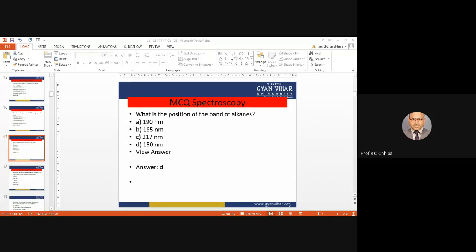So how can we see that? In case of the sigma bond, the carbon carbon bond in an alkane, in which range, in which radiation will that be obtained? With the help of these, the answer is 150 nanometer. So here we are using the ultraviolet visible spectrophotometer.